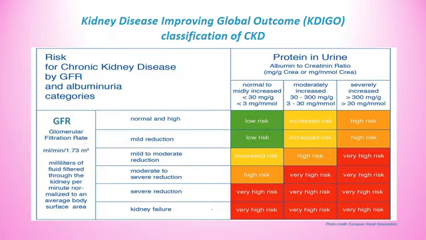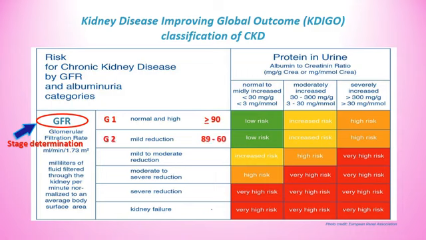This is the slide of Kidney Disease Improving Global Outcomes, KDIGO classification of chronic kidney disease. On the left side, we see the glomerular filtration rate, which helps in the stage determination of chronic kidney disease. Depending upon the glomerular filtration rate, we have divided chronic kidney disease into 5 stages, and stage 3 is again subdivided into stage 3A and stage 3B. When the glomerular filtration rate is 90 or more, it is normal or high, stage 1. If it is 89 to 60, that is mild reduction, stage 2.